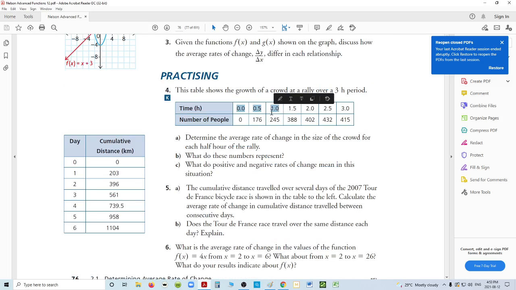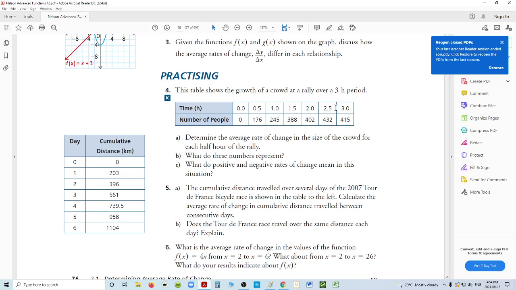So they're getting you to practice the average rate of change again for each half hour of the rally. So let's look at what's going on. After the first half an hour, there's 176 people. Then after another half an hour, it looks like they added about 70 people. Then after another half an hour, it looks like they added 130 people. Then after another half an hour, they only added 12 people. And after another half an hour, they only added 30 people.